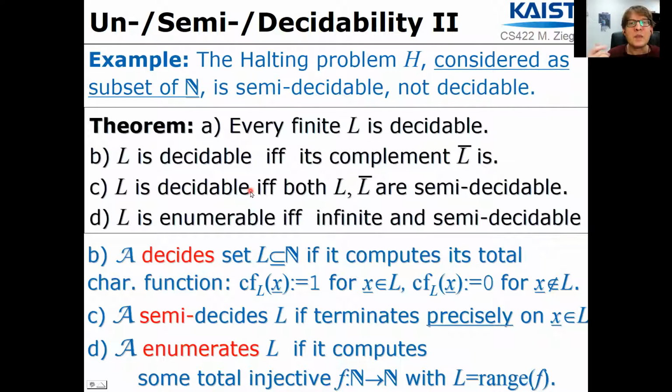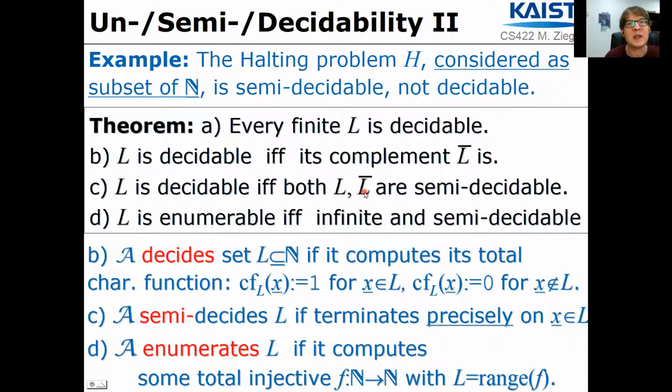And for the third, it was a similar transformation on algorithms, only that for the direction from both being semi-decidable to decidable, we had to somehow schedule the two algorithms, the one semi-deciding L and the one semi-deciding L's complement, because precisely one of the two is going to terminate and we don't know which one. So we cannot run the first one first and then the second, because chances are that the first one does not terminate.